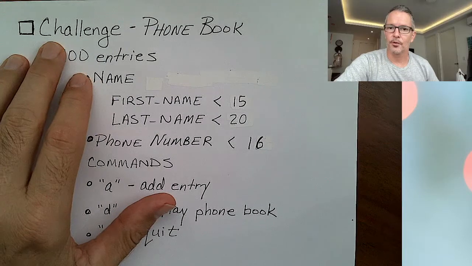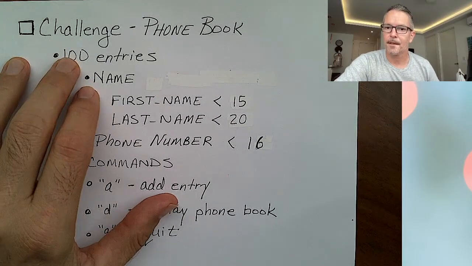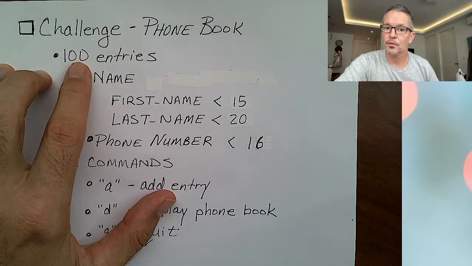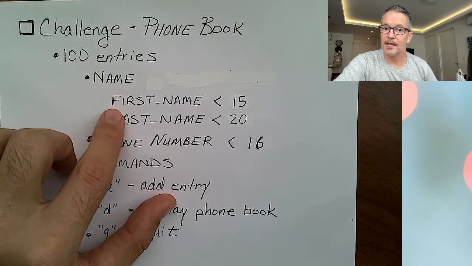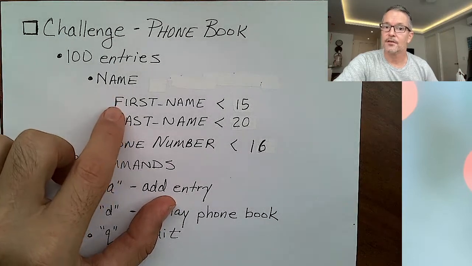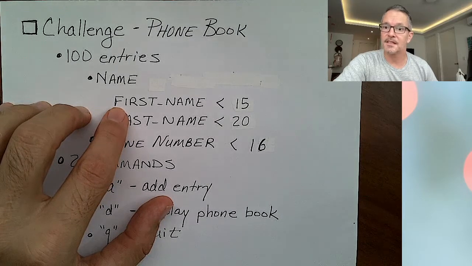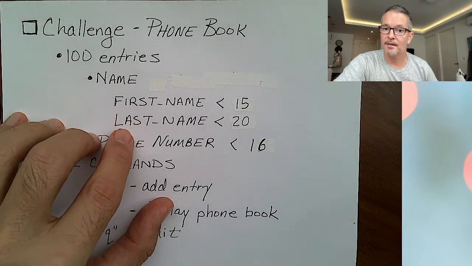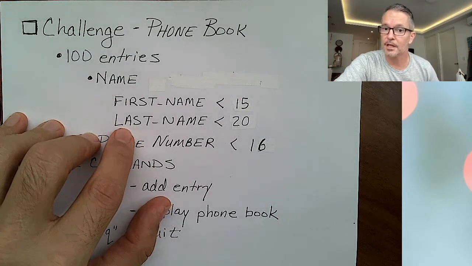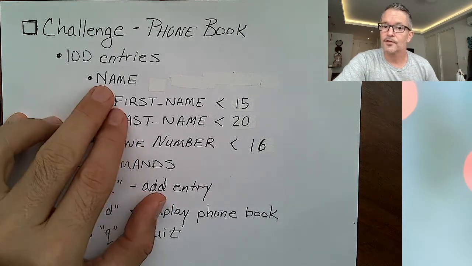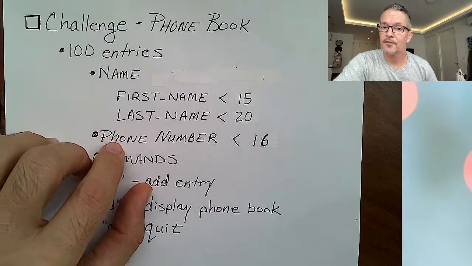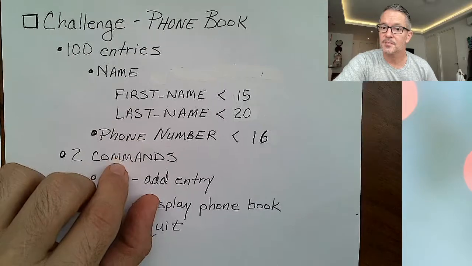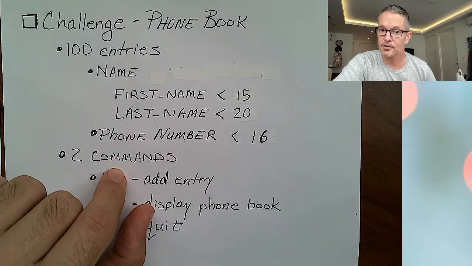I want you to write a program that will represent a phone book. Here are the rules. The phone book must hold 100 entries. Each entry consists of a name with 2 parts. The first name, which must be less than or equal to 15 characters, and the last name, which must be less than or equal to 20 characters. I want you to store the first name and the last name separately. They're independent strings. Then we have another field for each entry called the phone number. It must be less than or equal to 16 characters.